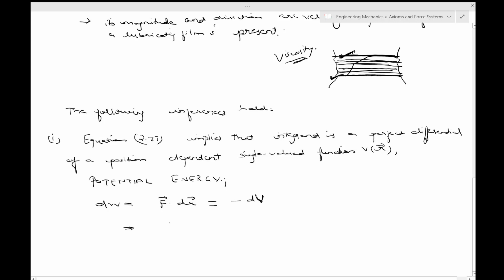So this implies if you integrate from 1 to 2, minus of V of r1, V of r2, okay, because it depends, as you know, only on the position. It's a single valued function, so one position will mean one potential energy only, and this is dV, and this is V of r2 minus V of r1.